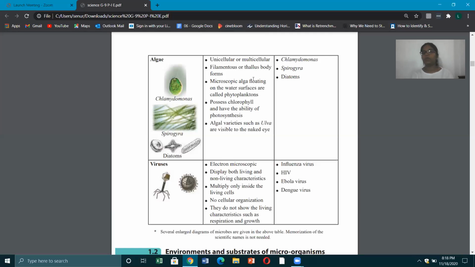Chances are more that it could be phytoplanktons. Okay, and they have chlorophyll and have the ability to do photosynthesis. What is chlorophyll, children? What is chlorophyll? So chlorophyll is a green color pigment which is present in plants and also in algae.